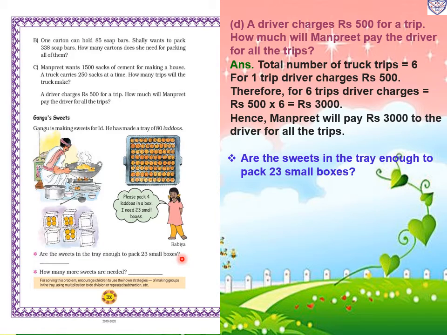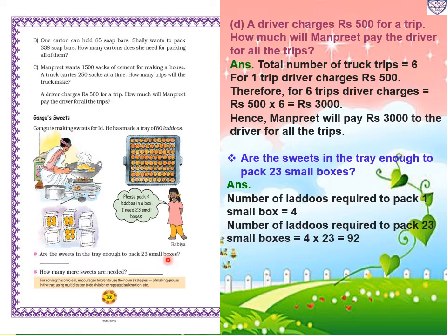They are asking whether the laddus are enough to pack 23 small boxes. Number of laddus required to pack one small box equals 4. So number of laddus required to pack 23 small boxes equals 4 multiplied by 23. So 4 times 3 is 12. So 2 we will write down, 1 will be carried over. So 4 times 2 is 8. 8 plus 1, 9, so 92. So total how many laddus will be required?